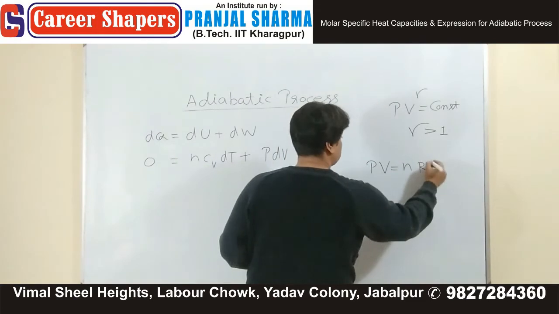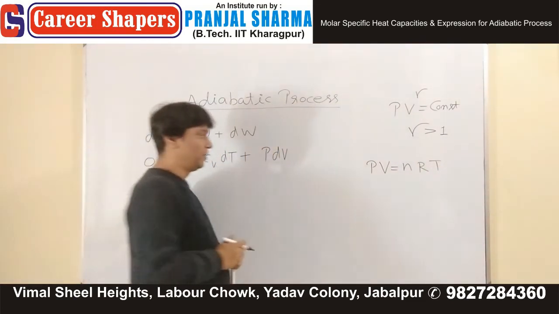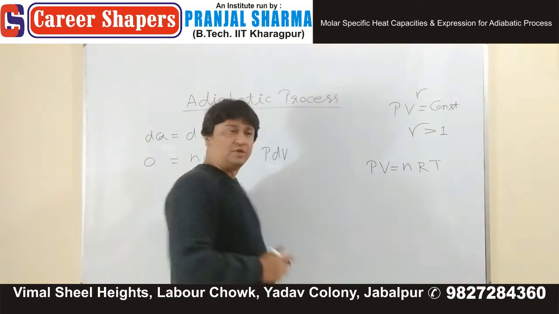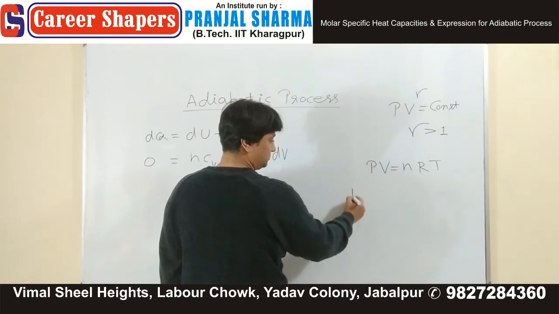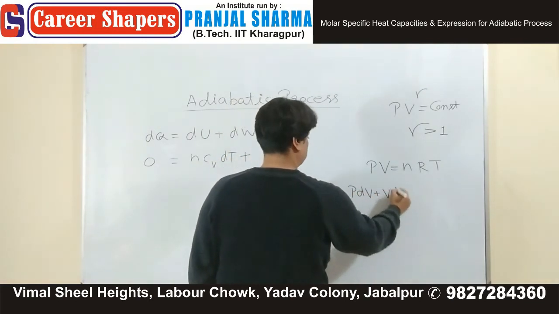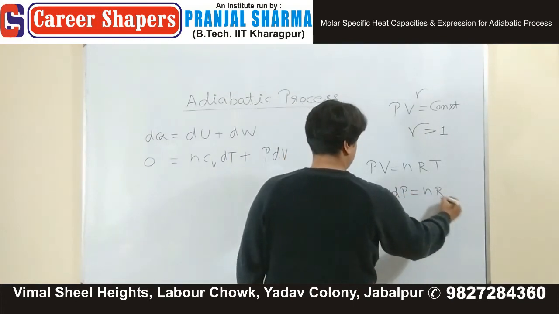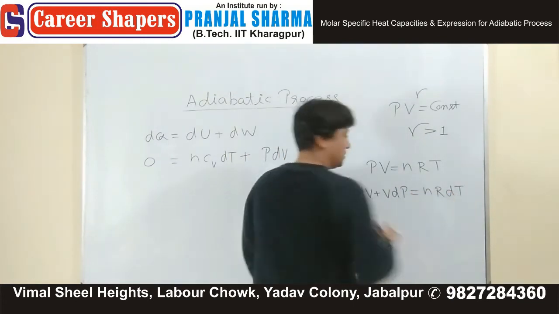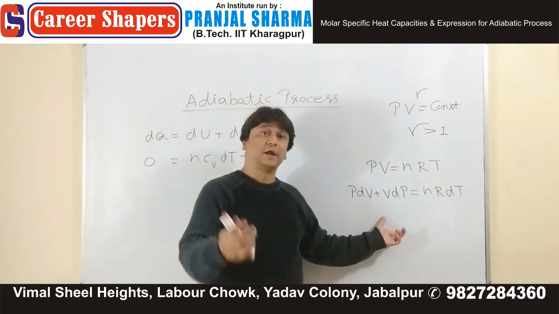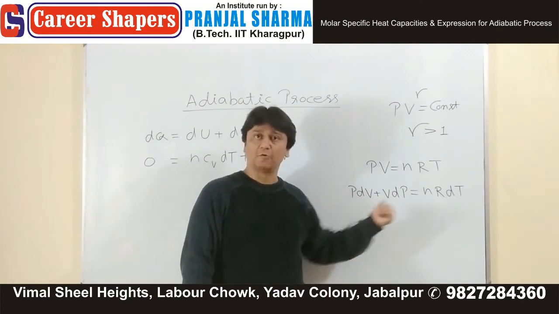You will learn and basically revise so many things which we have already done before. PV equals nRT. Let's differentiate this. How do you differentiate this? This is the differentiation. हमने क्या सीख लिया? प्रोडक्ट फंक्शन का डिफरेंशिएशन कैसे करते हैं ये रिवाइज हो गया.